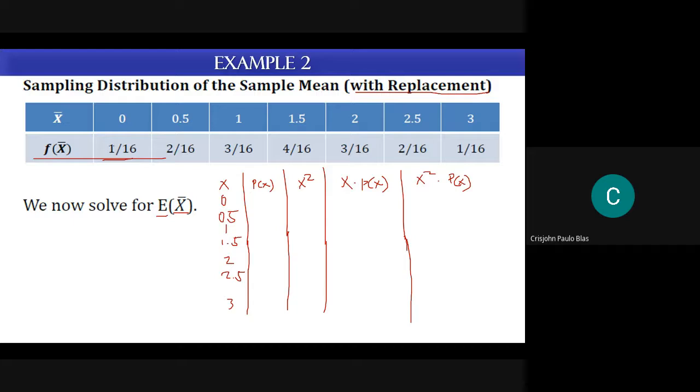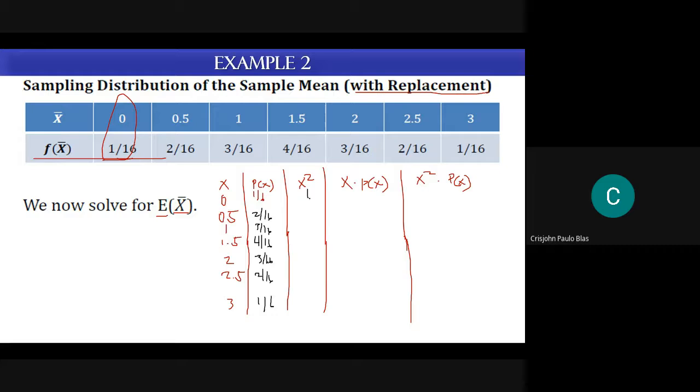So, tapat-tapat lang, 0, that is 1 over 16. That is 2 over 16, 3 over 16, 1.5 is 4 over 16. The 2 is 3 over 16. Correct me if I'm wrong, ha? 2.5, that is 2 over 16. And the 3 is 1 over 16.